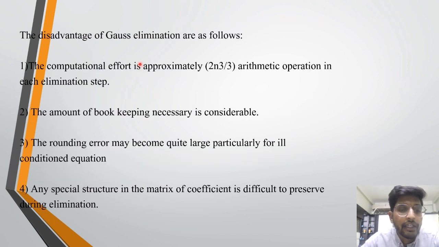The disadvantages of Gauss elimination are as follows. The computational effort is approximately 2n cubed by 3 arithmetic operations in each elimination step. The amount of bookkeeping necessary is considerable. The rounding error may become quite large, particularly for ill-conditioned equations. Any structure in the matrix of coefficients is difficult to preserve during elimination. So these were the disadvantages of the Gauss elimination method.